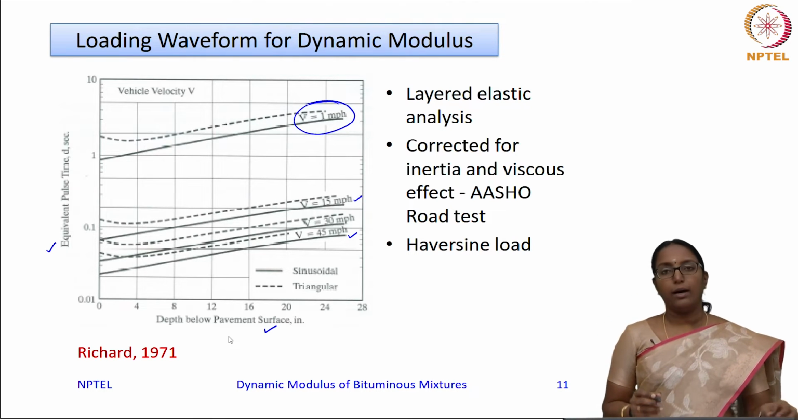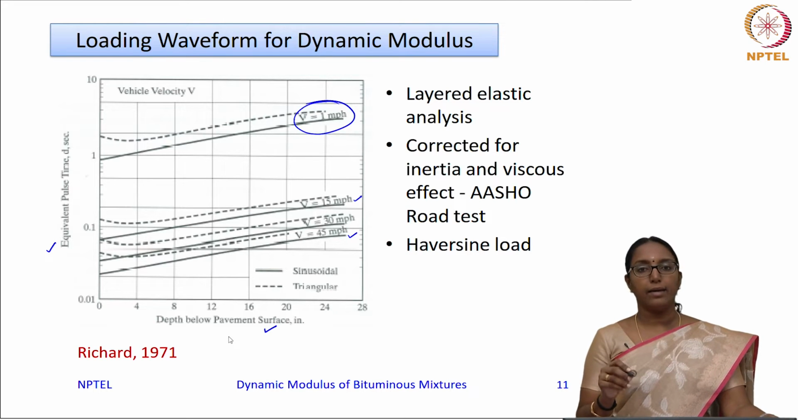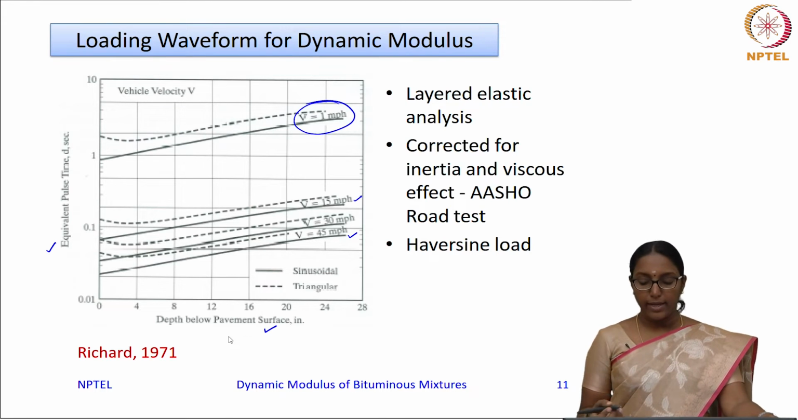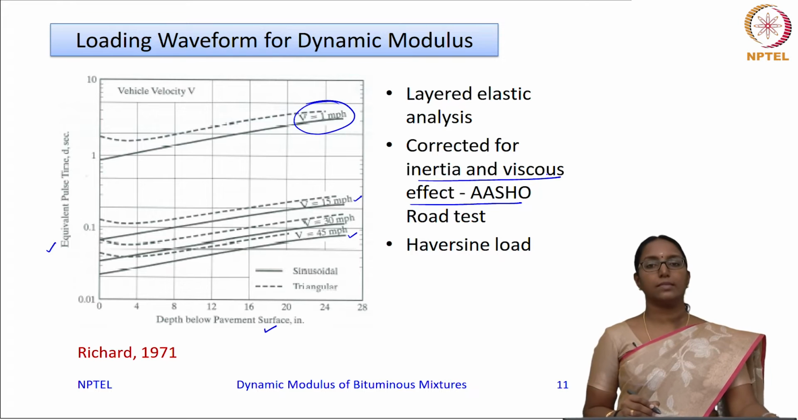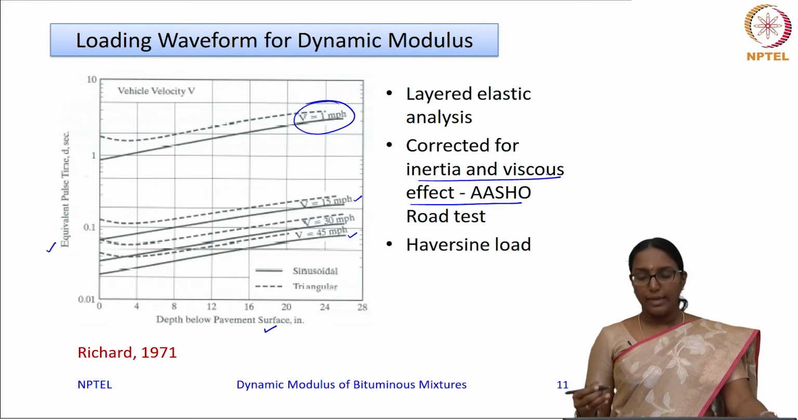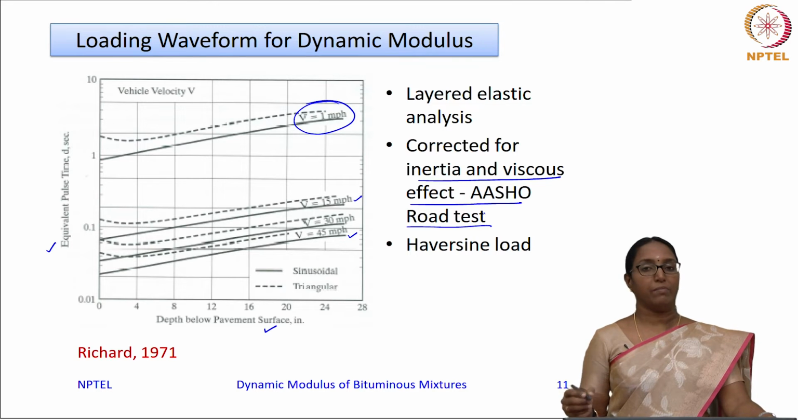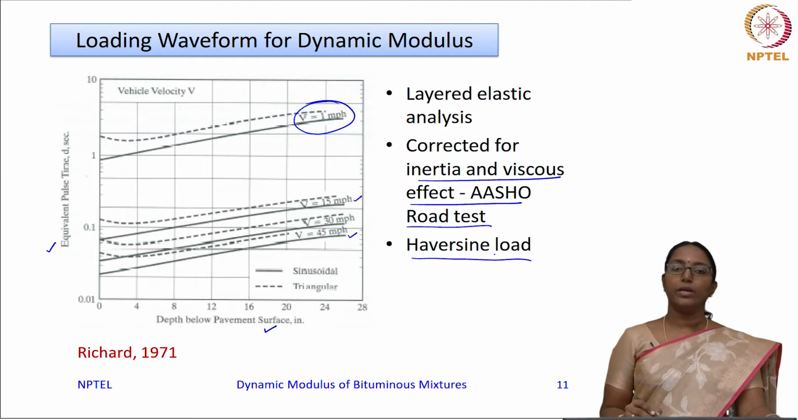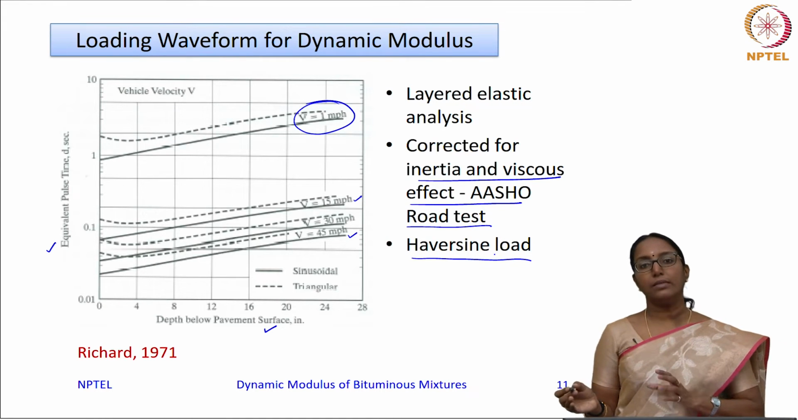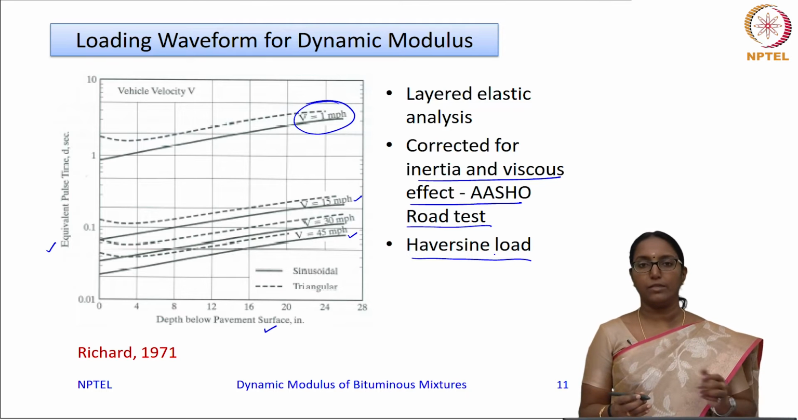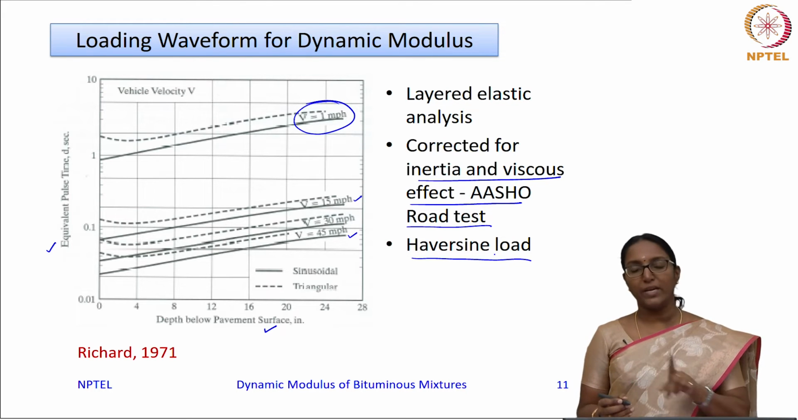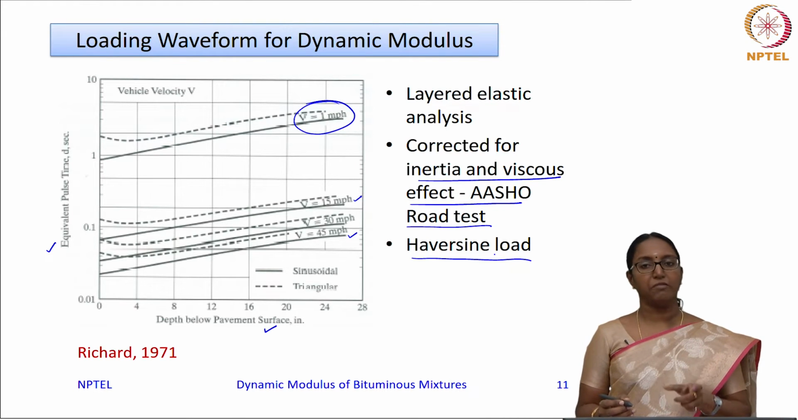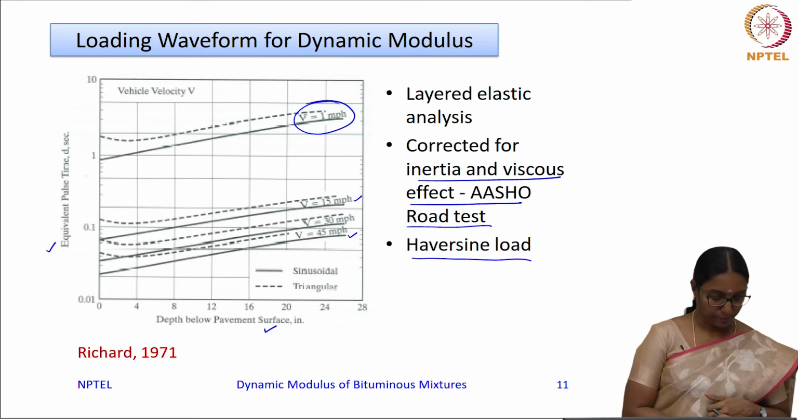Okay. So, he has actually done a layered elastic analysis to identify this, but then of course your material is viscoelastic, so he has corrected it for inertia as well as viscous effects, and these studies were correlated with the AASHTO road test, that is, actual road pavement data were collected, and he has come up with the finding that a Haversine loading will very well represent the kind of load that happens in the field. So, depending upon the loading and the speed, you can have a Haversine load with the pulse duration given according to the speed of the vehicle.